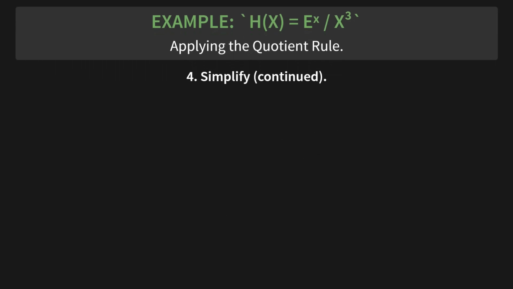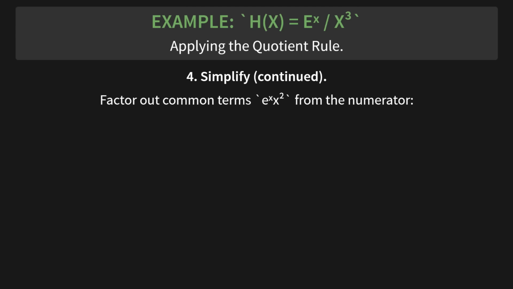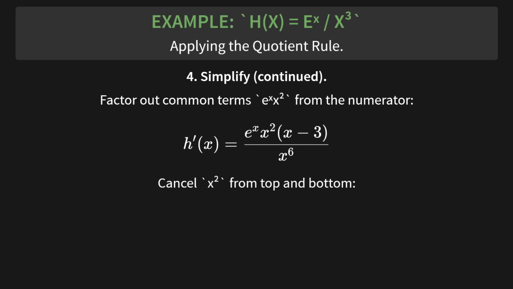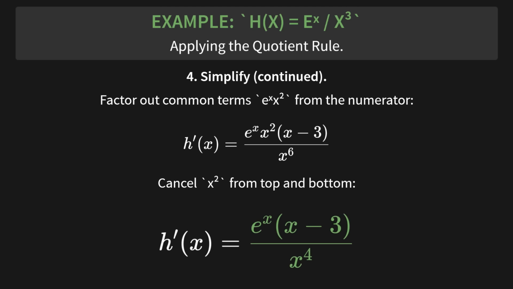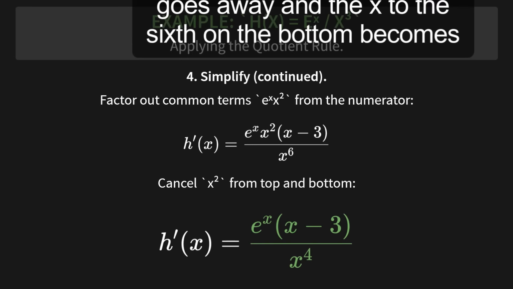Okay, let's keep simplifying. We can factor out some common terms from the numerator. It looks like both terms have an e to the x and an x squared in them. Let's pull that out. That gives us e to the x times x squared times the quantity x minus 3, all over x to the 6th. We're almost there. We can cancel x squared from the top and bottom. The x squared on top goes away, and the x to the 6th on the bottom becomes x to the 4th. We did it!